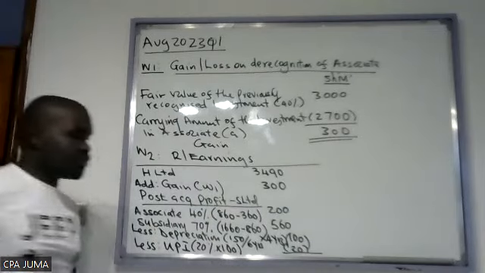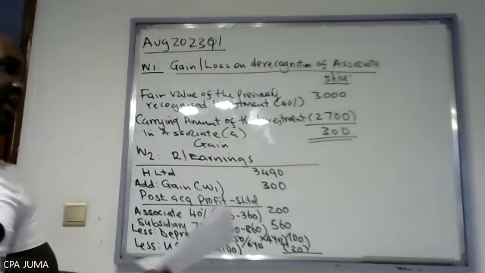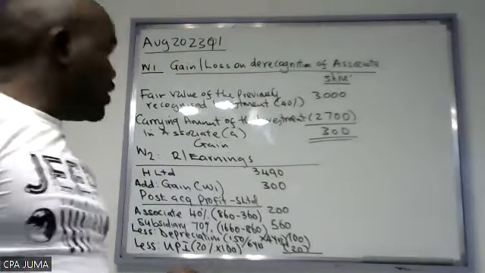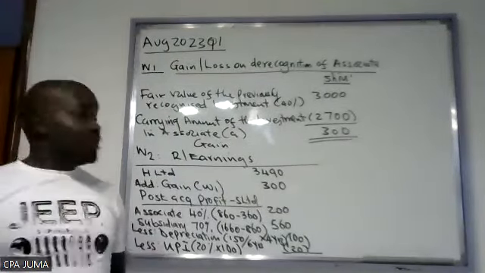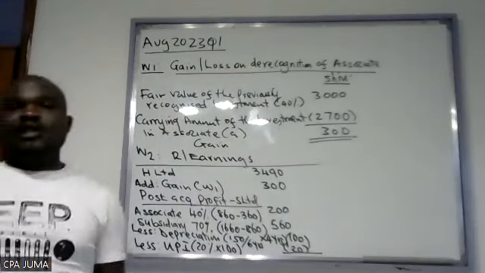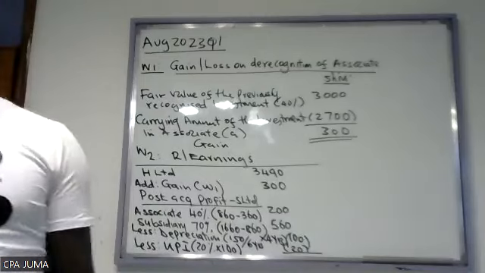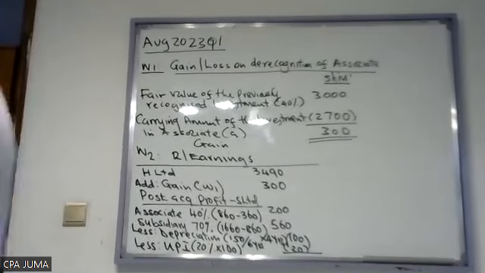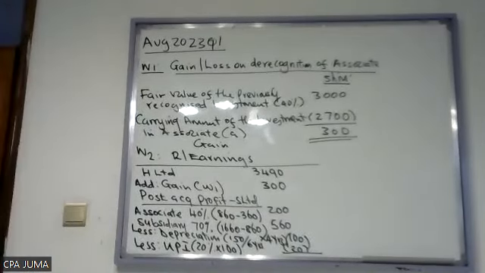So that is 20. So how much is the consolidated retained earnings? We are done. Unless there's something you have a question on, I'll be able to answer, but I don't see anything. So can you give me the consolidated retained earnings?